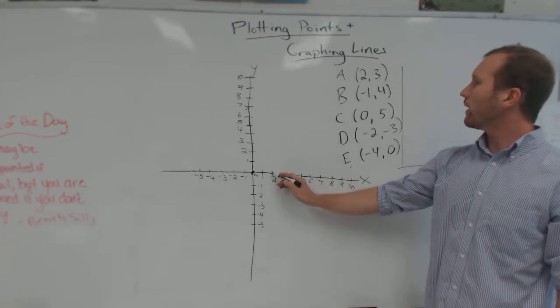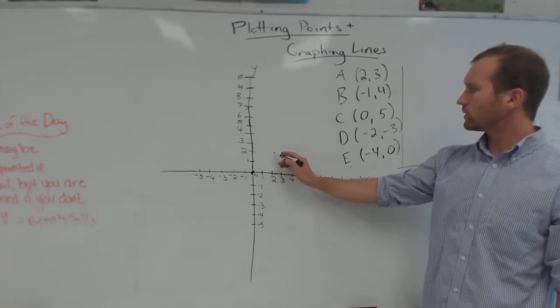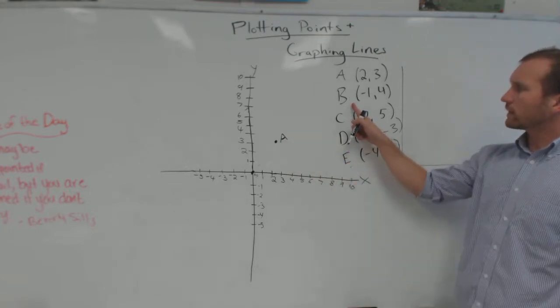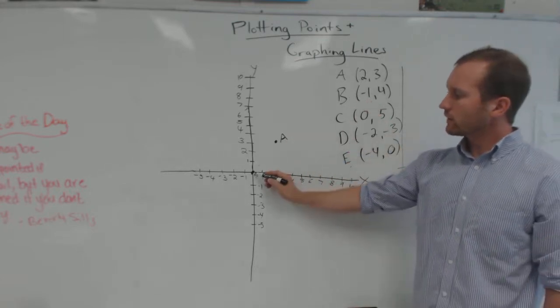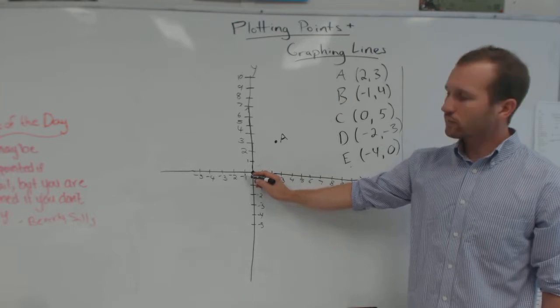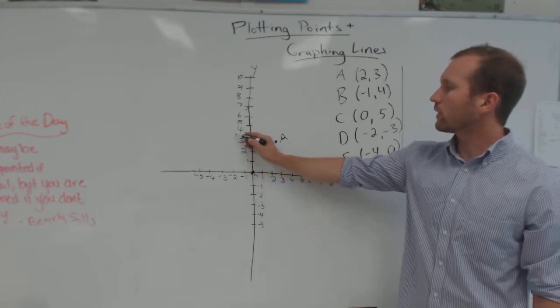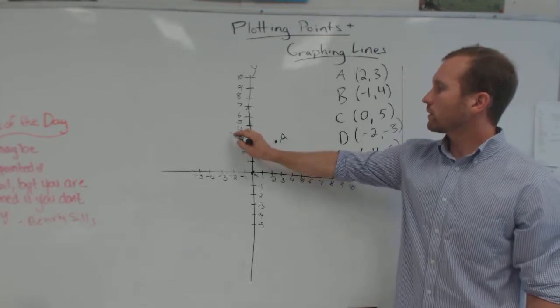Okay, point A, my x is 2, so I'm going to go over 2. 1, 2. My y is 3, so I'm going to go up 3. 1, 2, 3. Here's point A. Point B, my x is -1. I'm going to go left because it's negative. And then I'm going to go up 4 because that's my y. 1, 2, 3, 4. This would be point B.